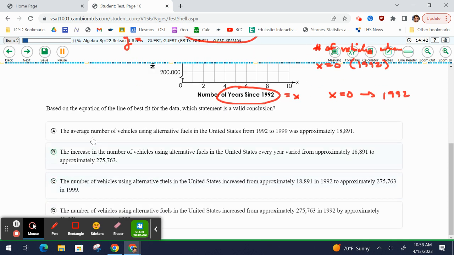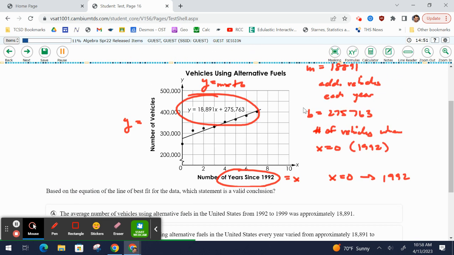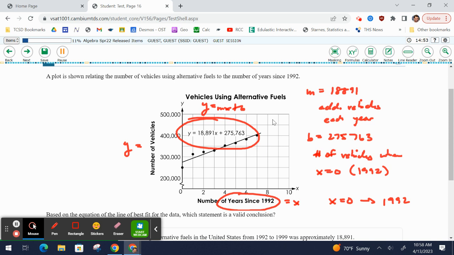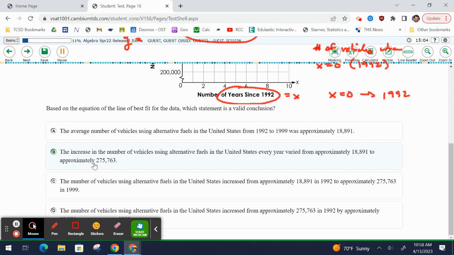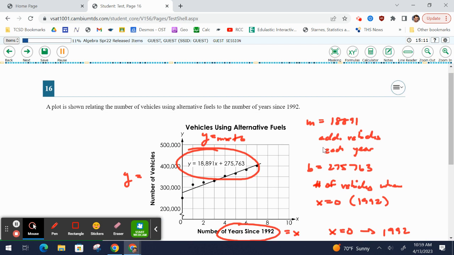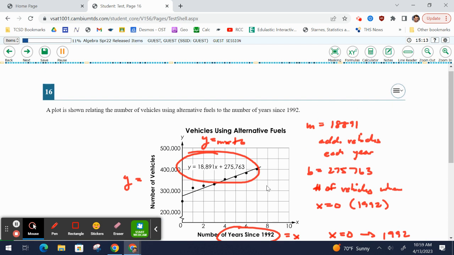Okay, A says the average number of vehicles using alternative fuels in the U.S. from 92 to 1999 was approximately 18,891, and that's wrong. This 18,891 is not an average. First of all, if you look at where this line is, it's around 300,000 to 400,000 cars every year. So that's wrong. Next, the increase in the number of vehicles varied from 18,891 to 275,763. No, the increase was the slope, 18,891.